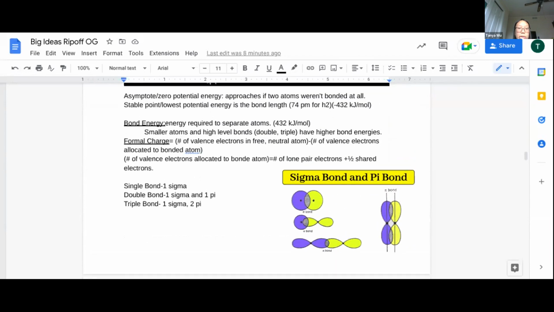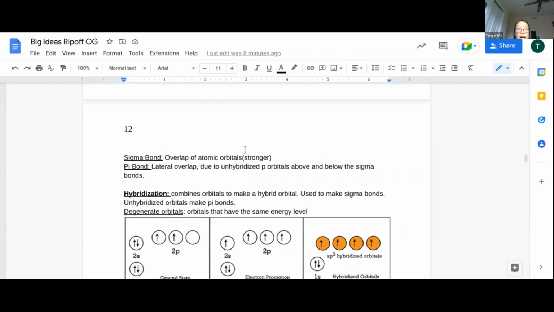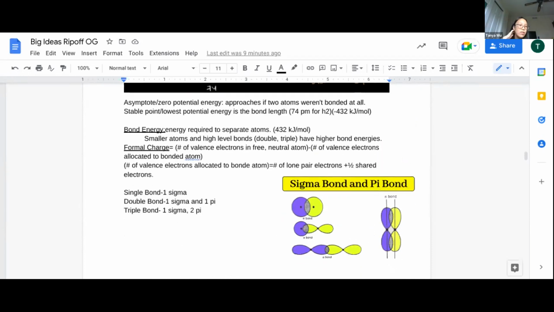Okay, do you guys want to do sigma and pi bonds and hybridization? Because that is pretty complicated, but it's also pretty cool. Okay, we have nothing else to do really, so I'm just gonna do it.